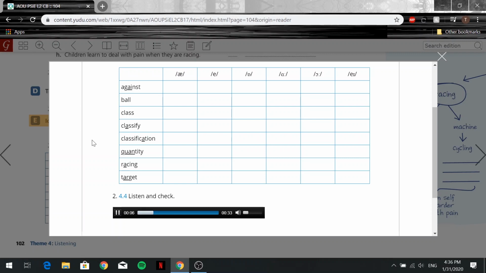Track 4.4. Against. All. Class. Classify. Classification. Quantity. Racing. Target.